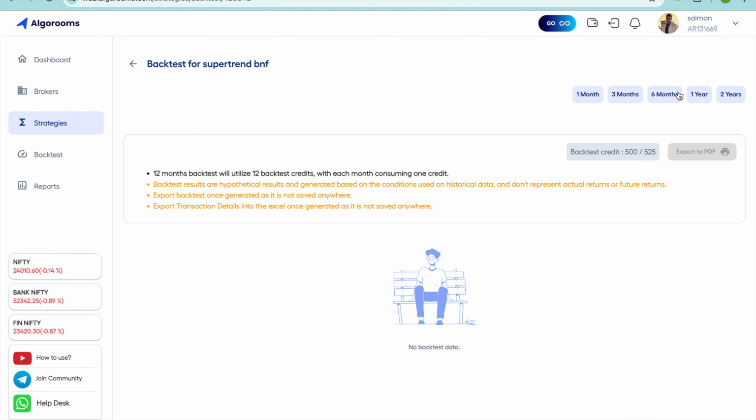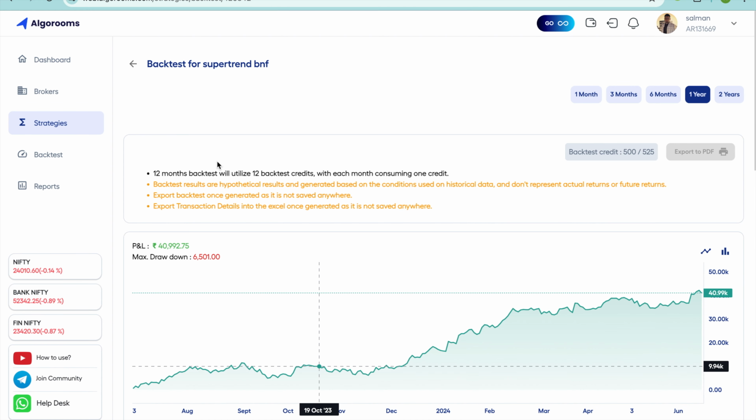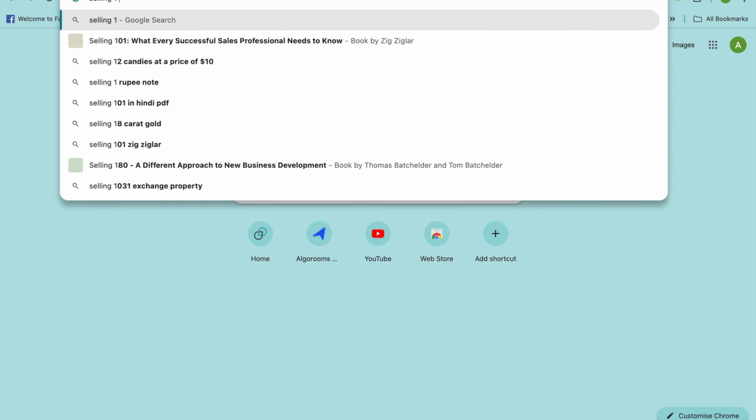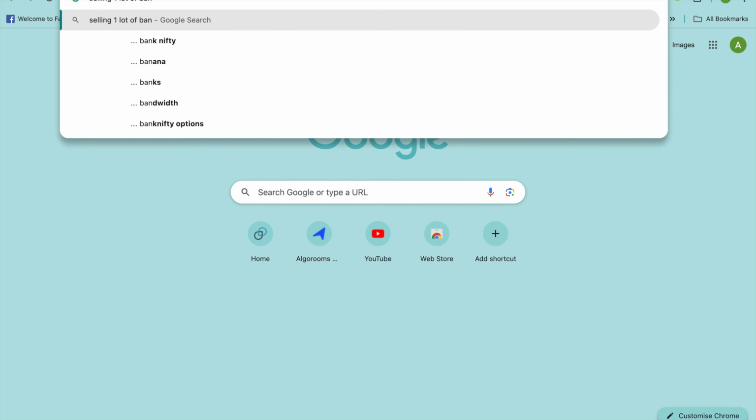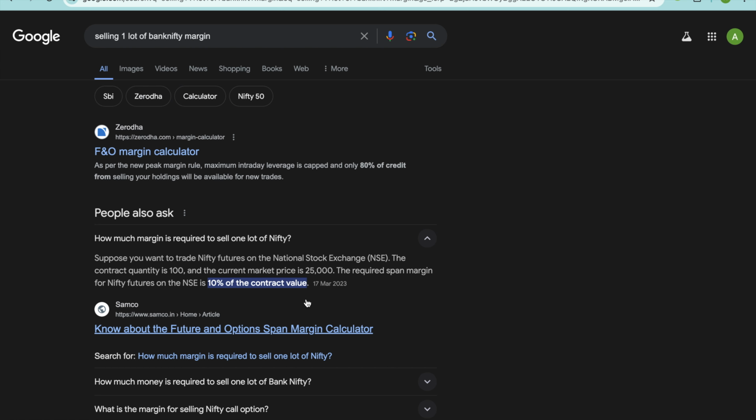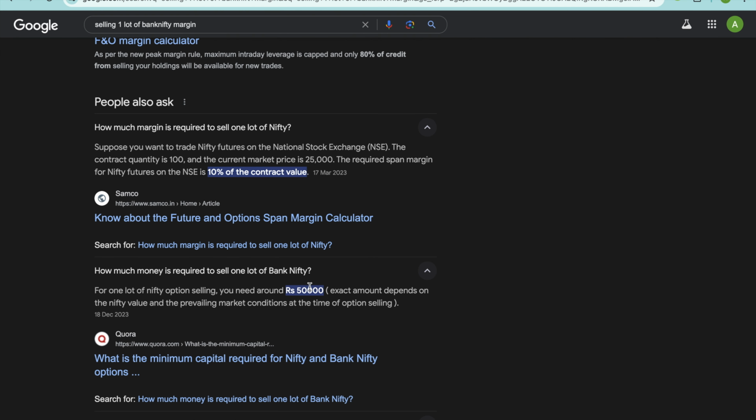Okay, for last I'll also show you again. So in 1 year you can gain 40,000 profit by one single lot, and we also taken the weekly things where you see selling one lot of bank nifty margin. You check the margins, it is 10% of the contract. Bank nifty is around 50,000.